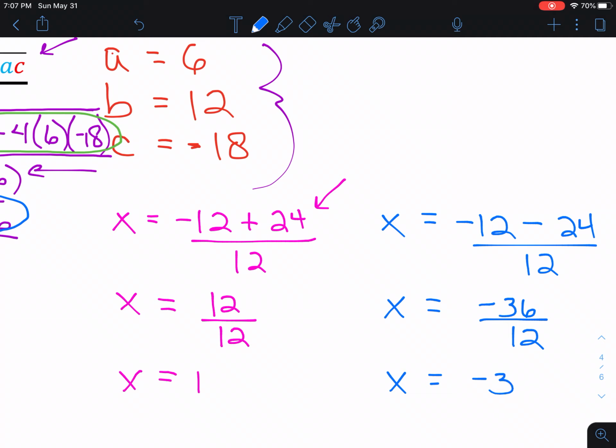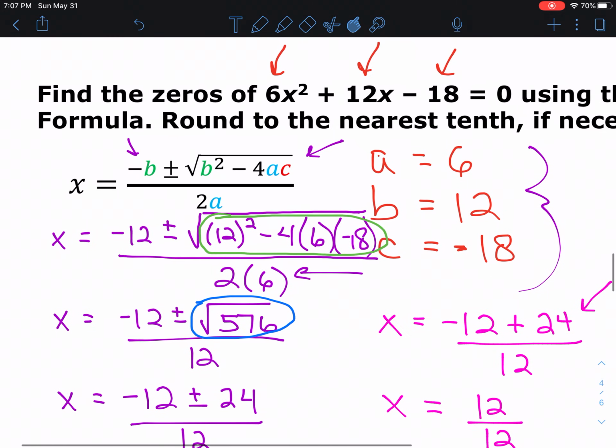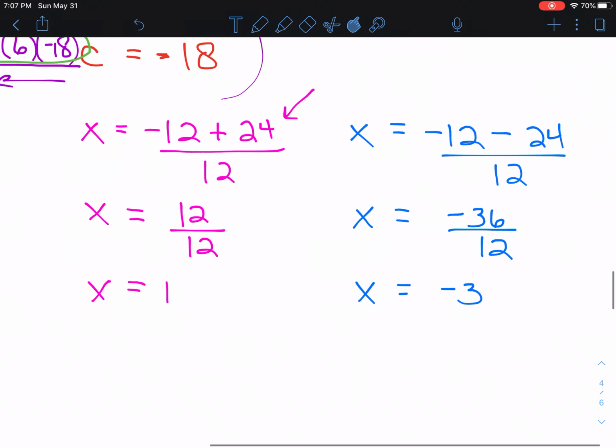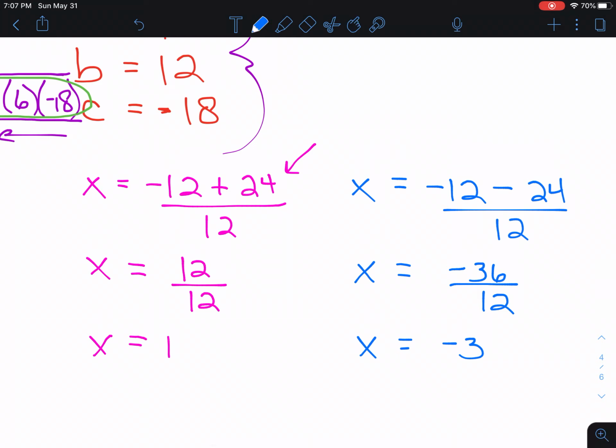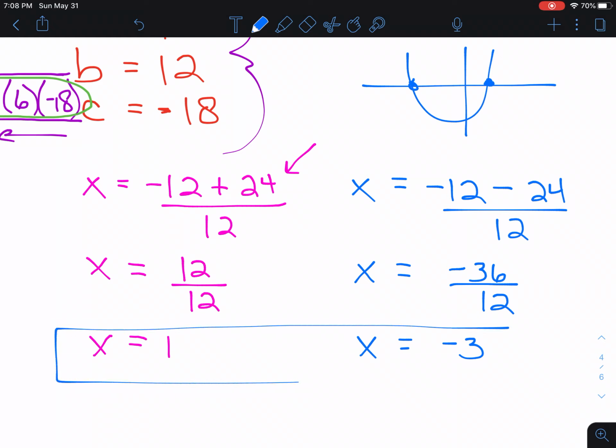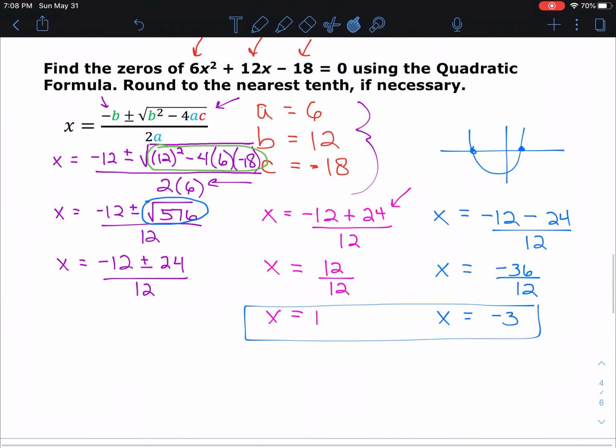Okay, so what does this mean? These are my 2 zeros. Remember, this is where this quadratic function crosses the x-axis. So if we go back to this, it opens up. We don't know a ton about it, but we know it opens up. It's going to cross the x-axis at 1 and at negative 3. That's what that means. But these right here are my 2 answers. And we just solved using the quadratic formula. We found the zeros. Okay? And that's the quadratic formula. That's it.